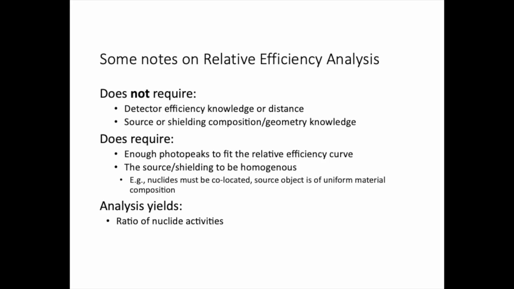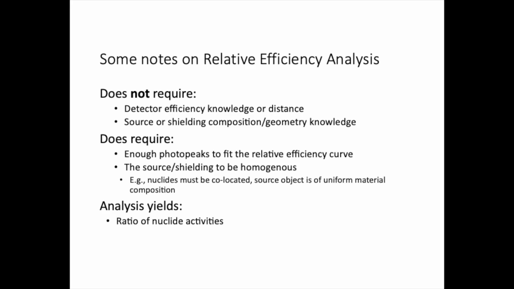Some things to keep in mind about this type of analysis is that it does not require knowing the detector efficiency or size. You also don't need to know the distance between the detector and the source. And you don't need to know the source or shielding composition or geometry. But it does require having enough photopeaks to fit the relative efficiency curve. So you want these peaks to span an energy range. Also, all the source nuclides should be co-located and homogeneous, and any shielding around them should all be uniform. And the primary information you get out of this analysis is just the ratio of nuclide activities or masses.